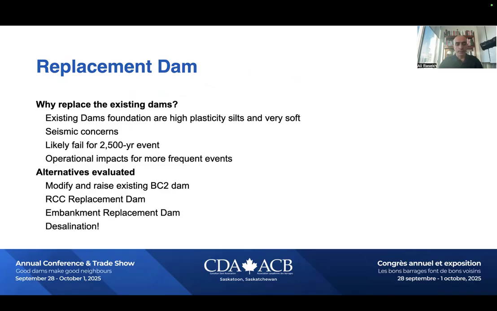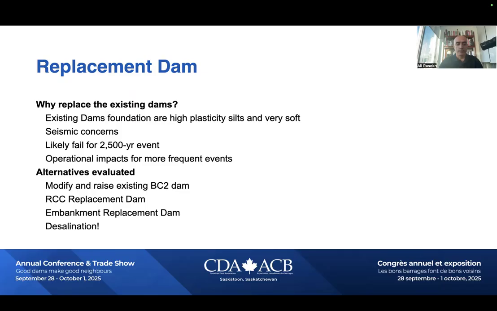A replacement dam is being considered by the City of Newport. And why do they consider that? It's because the existing dam foundations are high plasticity silt and they are soft. There are seismic concerns, meaning that it will likely fail for a 2,500-year event. And even the more frequent, less severe earthquakes will have operational impacts.